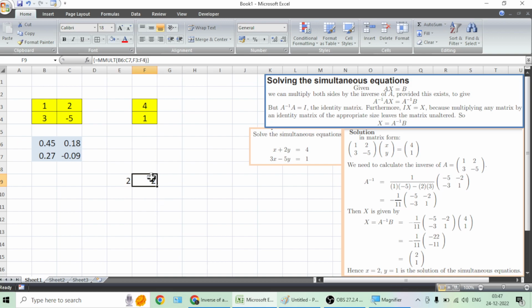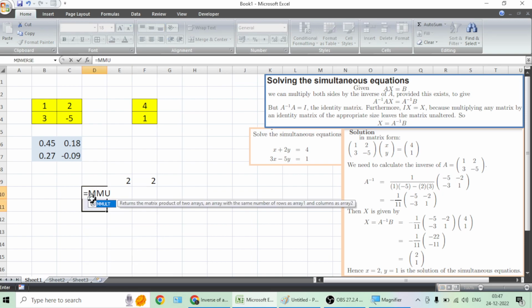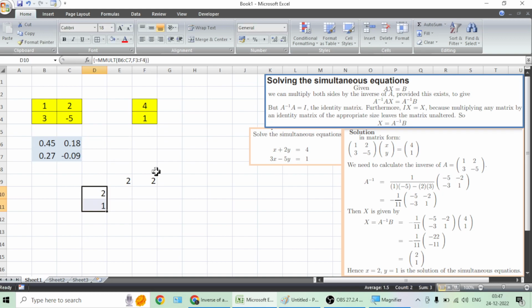So actually this should have come up as 1, but it is not coming up as 1. Why should it be 1? Why is that happening? Let us try again. Let us select like this, press equals matrix multiplication, and then we select the first array, we select the second array, and we press Ctrl Shift Enter. This time we have got the correct answer.